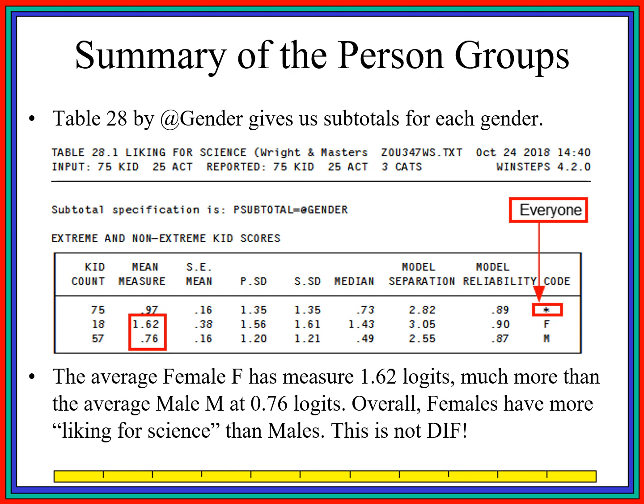And we notice that the girls have an average performance of 1.62 logits, average ability we could say, an average likability for science of 1.62, and the boys only 0.76. Now this difference is not DIF. This is just the fact that this group of girls like science more than this group of boys.